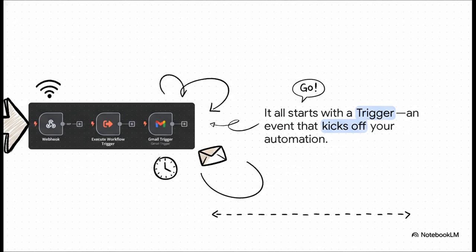Every single workflow has to start somewhere, and in n8n, that first Lego block is called a trigger node. This is the event that's listening to the outside world. It could be a webhook coming in, a new email in your inbox, or just a scheduled time. And it's the thing that says, go.